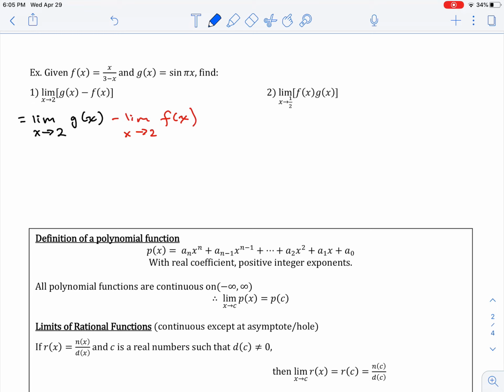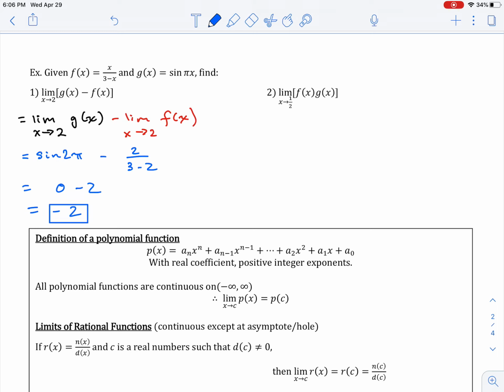So looking at this here, what is the limit of g of x as x approaches 2? Well, sine of pi times x is a continuous function, so I can do direct substitution. So this is simply equal to what sine of 2 pi is. Now let's look at the limit of f of x as x approaches 2. Well, although that isn't a continuous function everywhere, it is in the vicinity of x is equal to 2. So we would just simply have 2 over 3 minus 2. And we would say 0 minus 2. And this limit then is equal to negative 2.